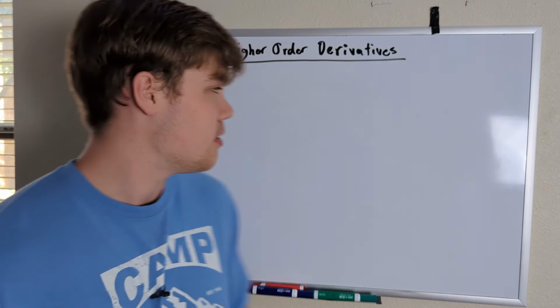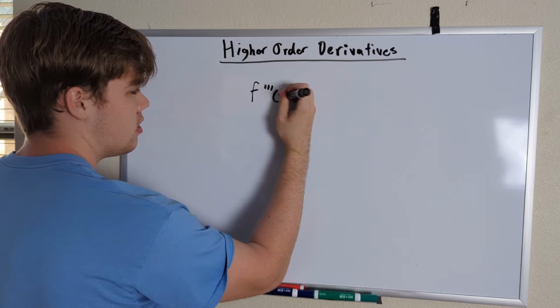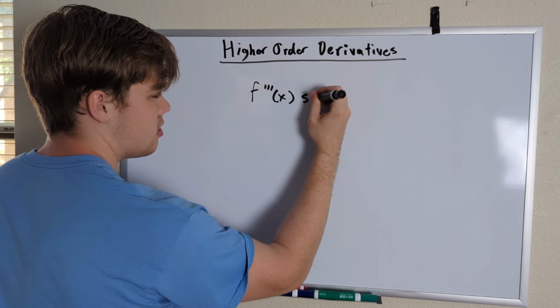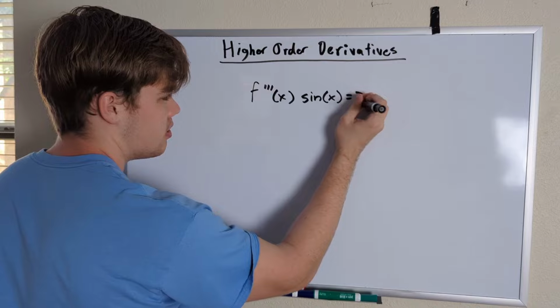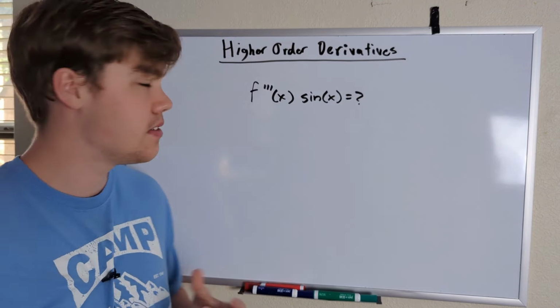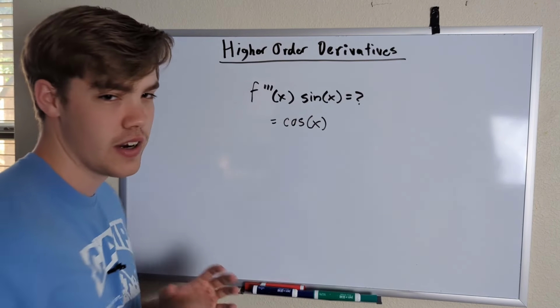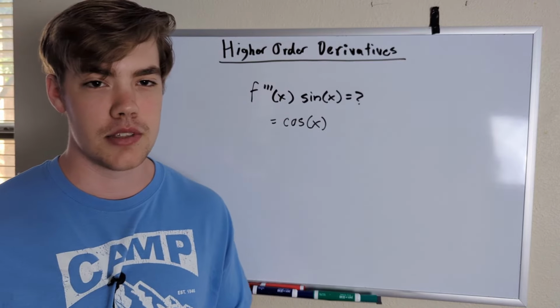Okay, let's do another example. Let's find the third derivative, the third order derivative of sine of x. What is this equal to? Well, first, let's find the first derivative of sine of x. The derivative of sine of x is equal to cosine of x. This is one of those derivatives you really need to know and memorize. It's very important. It comes up very often.